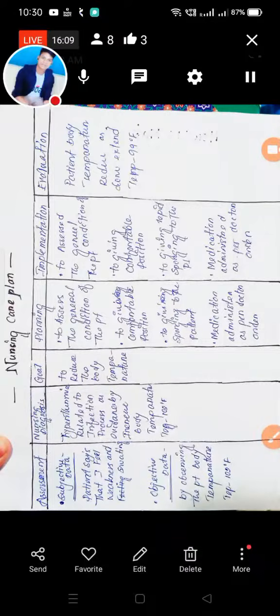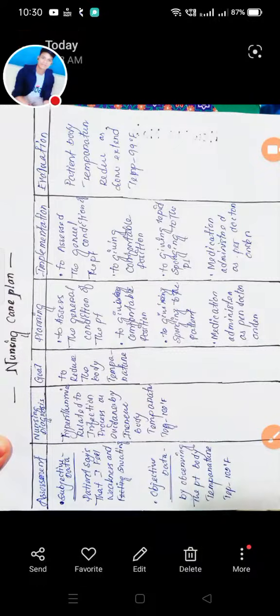The steps of the nursing process: we have 6 steps, right? Assessment, diagnosis, goal, planning, implementation and evaluation. So these are the 6 steps of the nursing process. Using these 6 steps, we are going to make a nursing care plan for patients for any specific disease condition or any specific signs and symptoms. For ease, I am going to make a fever care plan for the patients.